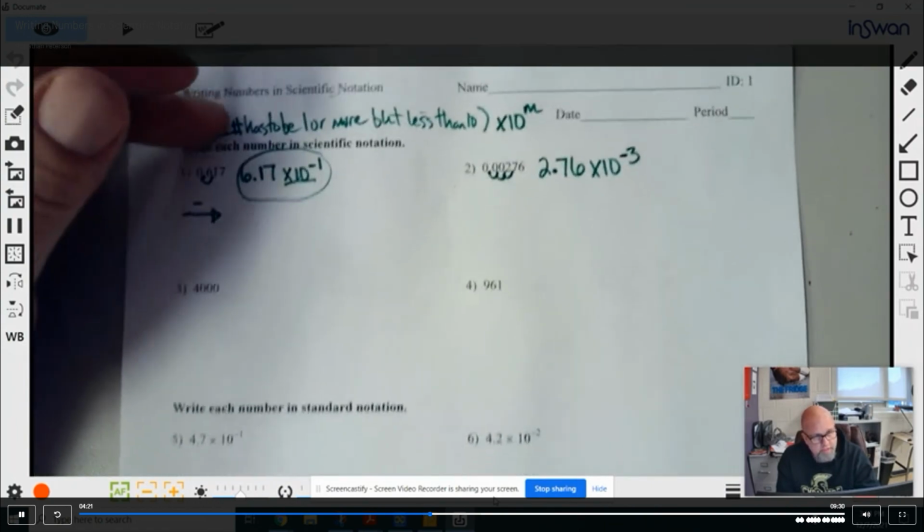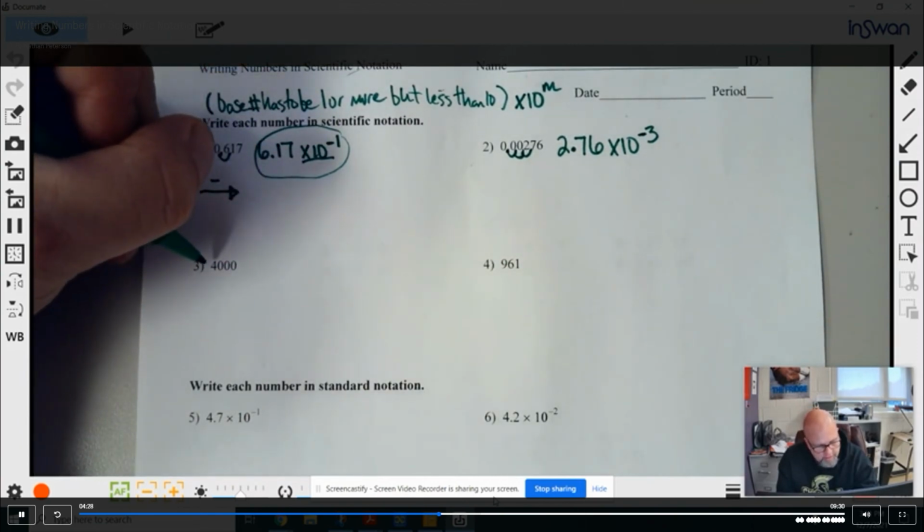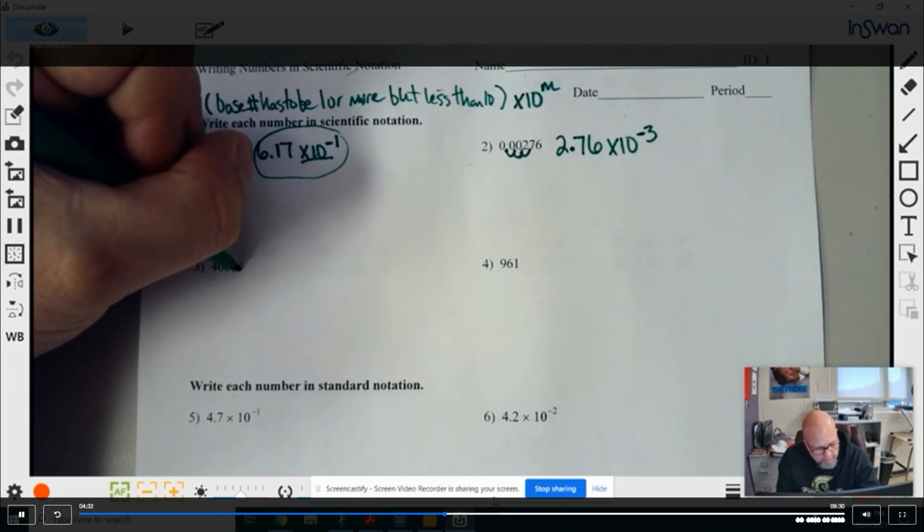Okay, number three, we see a number that is larger than 10. So again I want to identify where my current decimal point is. You don't see one here, so you know it's located behind the number.